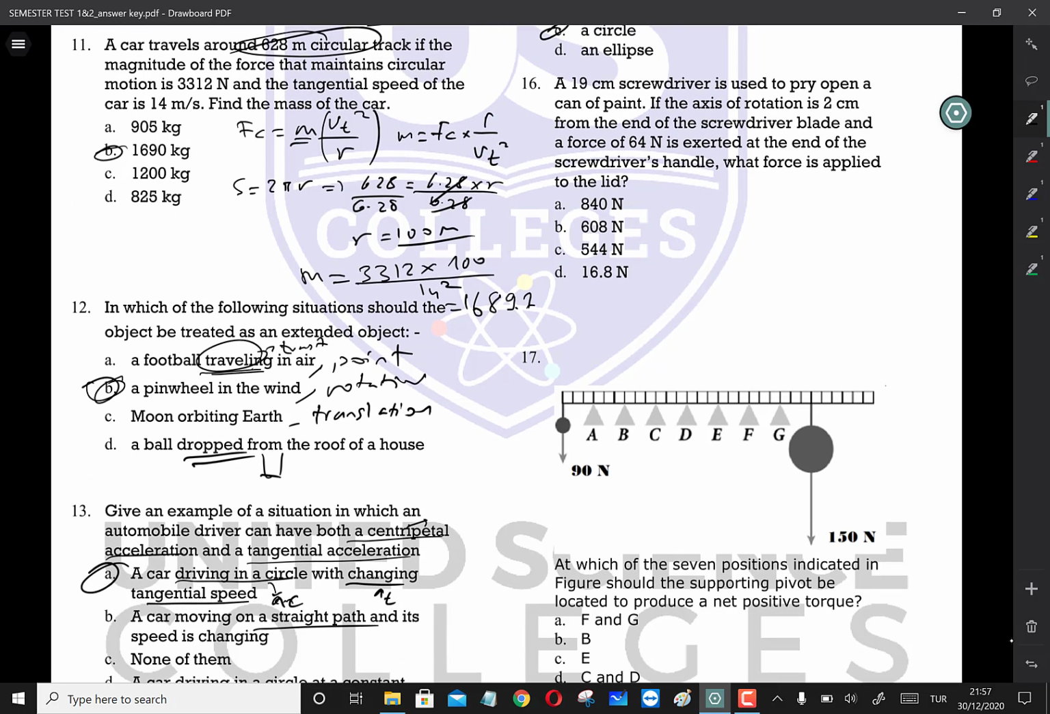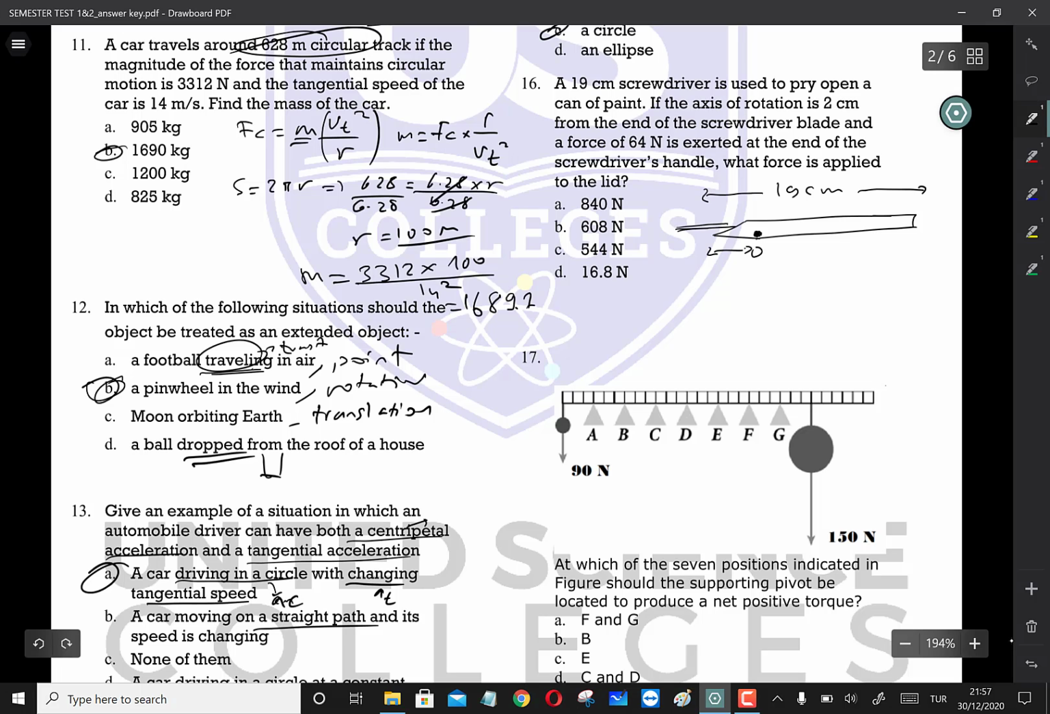A 19 centimeter screwdriver is used to pry open a can of paint. If the axis of rotation is 2 centimeters from the end of the screwdriver blade and a force of 64 Newtons is exerted on the end of the screwdriver handle, what force is applied to the lid? So the screwdriver is something like this. Its total length is 19 centimeters, and you are trying to open the lid. This is the lid, and this is the axis of rotation, O.